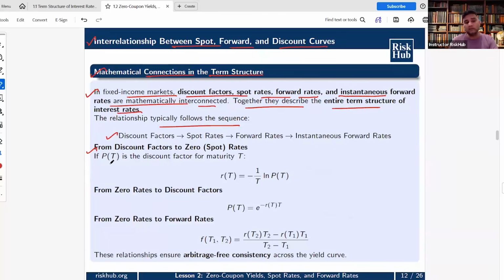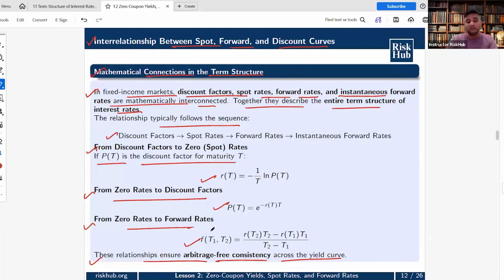From discount factor to zero rate, the calculation: P(T) is the discount factor for a given maturity. This is the formula. From zero rate to discount factor, this is the formula. From zero rate to forward rate, this is the formula. These relationships ensure arbitrage consistency across the yield curve, right? So the slide is basically setting out the chain and giving three formulas for it. The stated sequence: discount factors, then spot rates, then forward rates, then instantaneous forward rates. Each object is built from the one before it. Nothing new enters the chain after the discount factor.